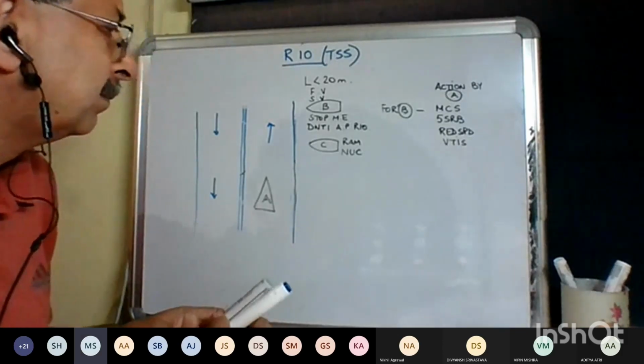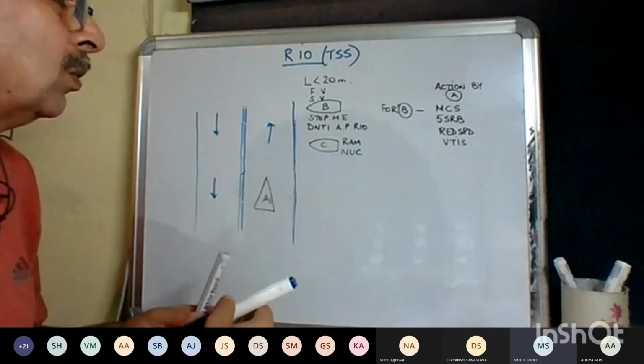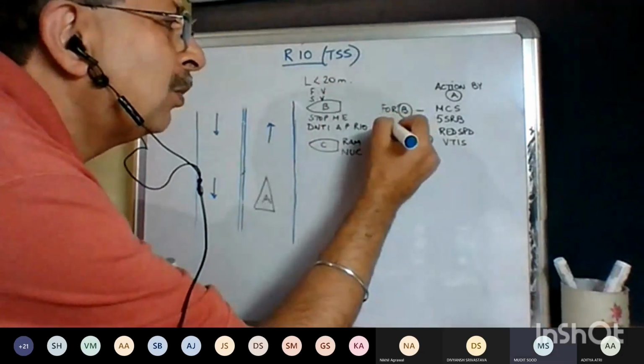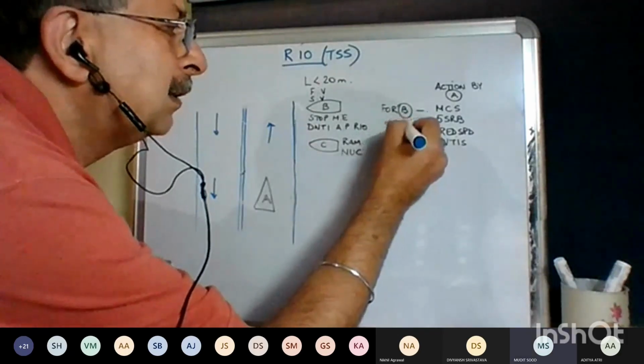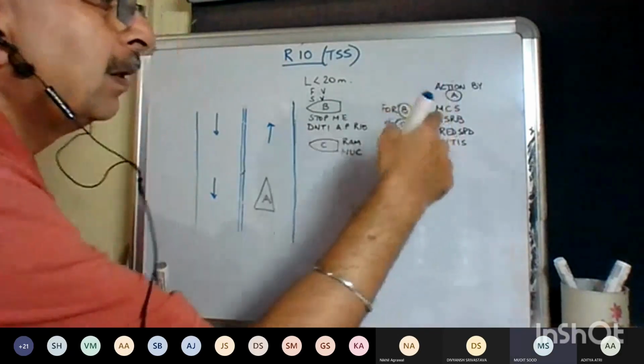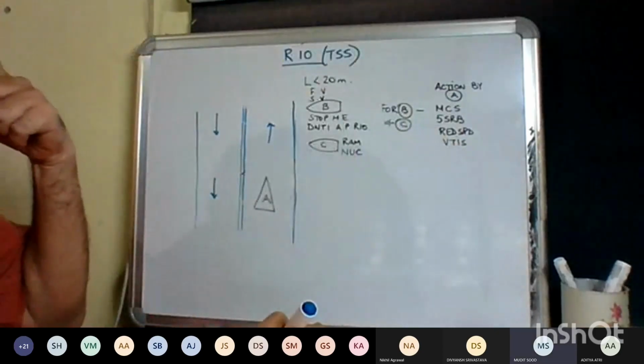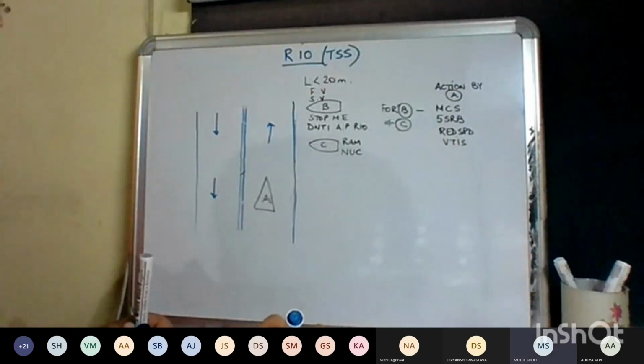Do you get that? So for Charlie also, for Bravo and Charlie, action will be the same. Is that okay? Yes, sir. Same action.